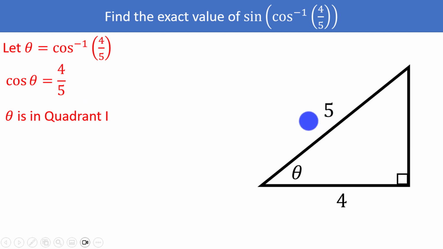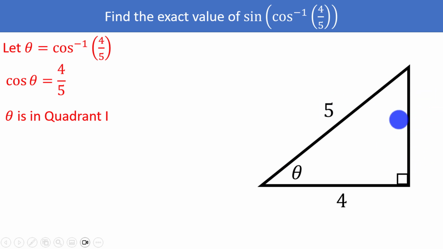If we can find sine of theta, we will have the answer. Think about this for a second. Theta is the inside, so we want to find sine of theta. That is what we're trying to find. If we find sine of theta, then we will have the answer to this whole question. This whole question is asking us for sine of theta, where theta is inverse cosine of 4 over 5. So our goal is to find sine of theta. To find sine of theta, we need the opposite side and the hypotenuse. So we have to find the opposite side.